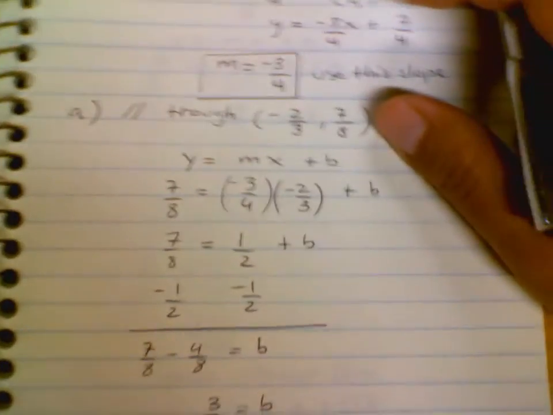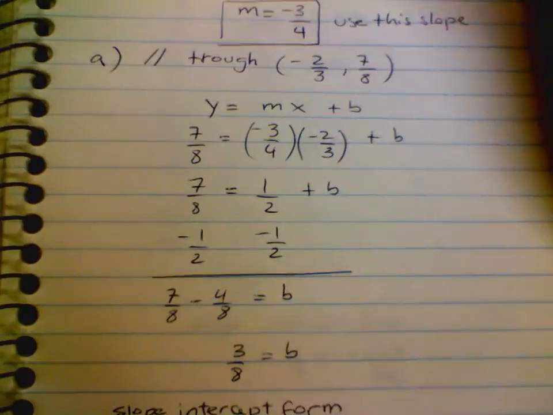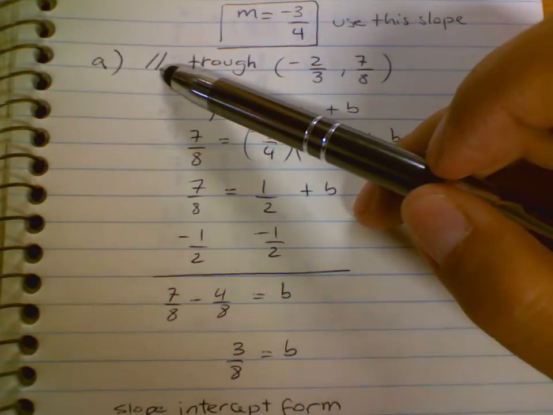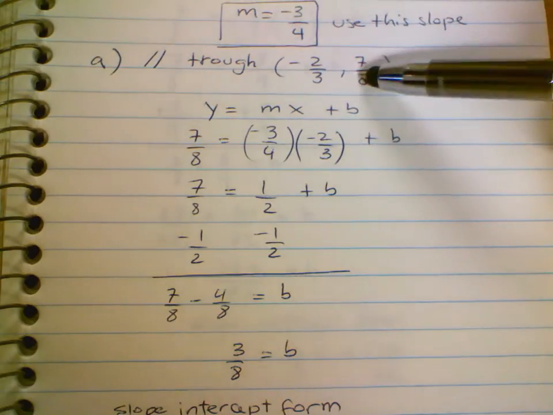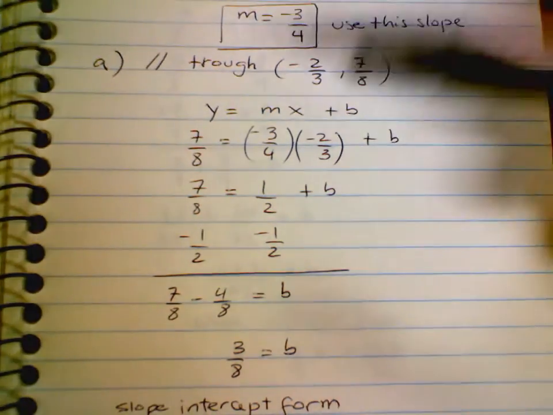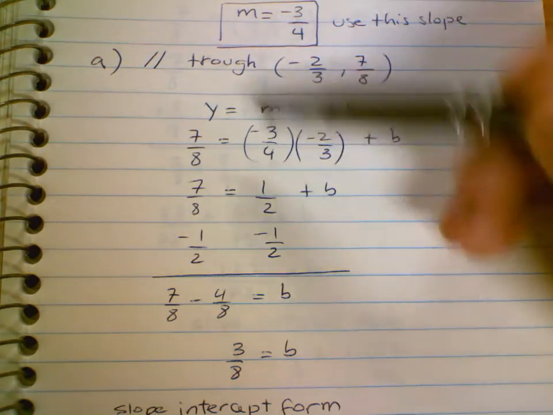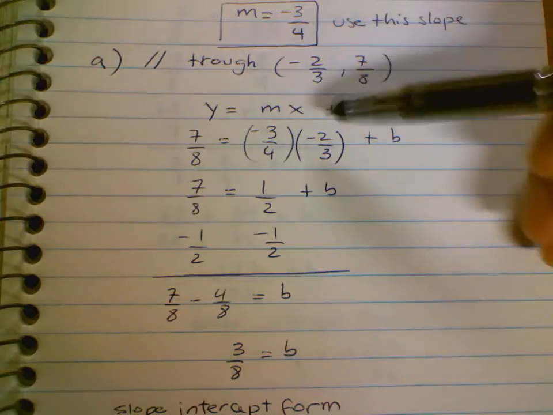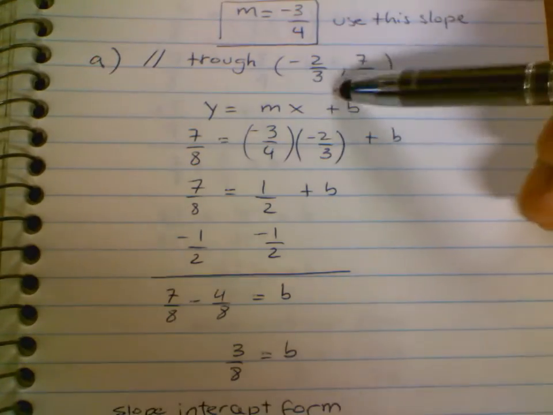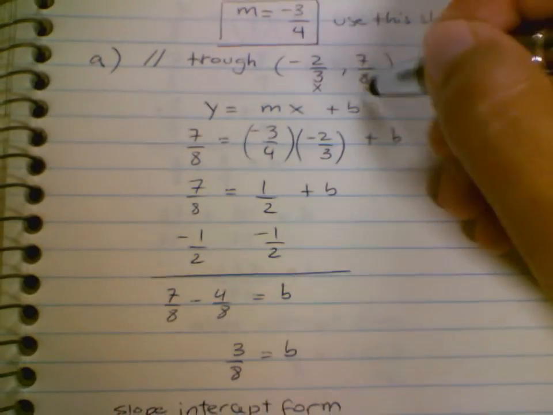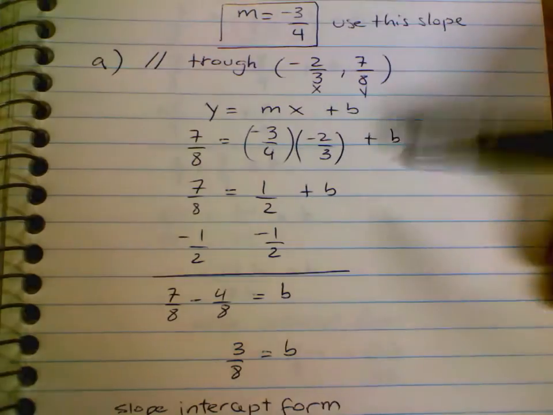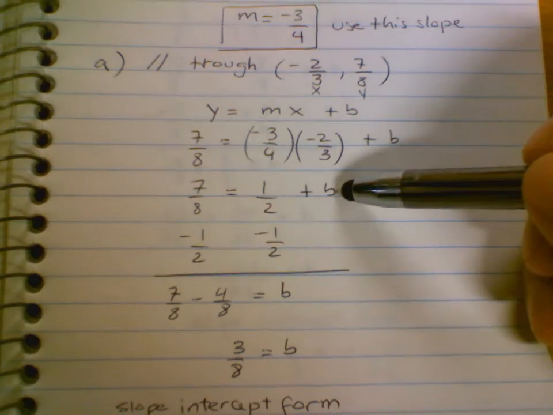Now to answer this part, I just wrote part A. I'm writing a parallel line to this one through the point that I'm given. The slope that I found is negative 3/4, so that's the one that I'm going to use because they are parallel. And then the x and the y come from the point. This is the x and this is the y. So I'm going to replace that and then I'm going to solve for b.